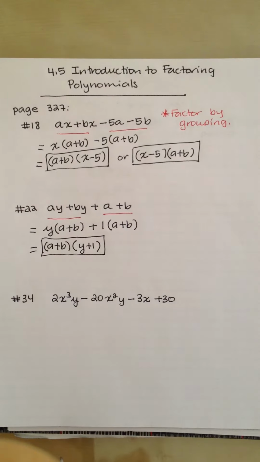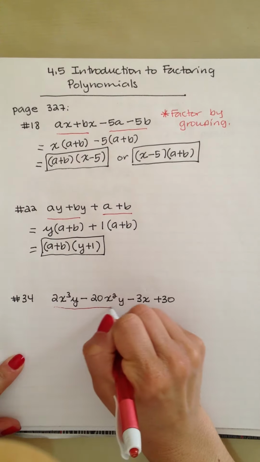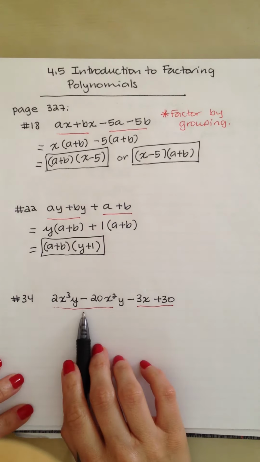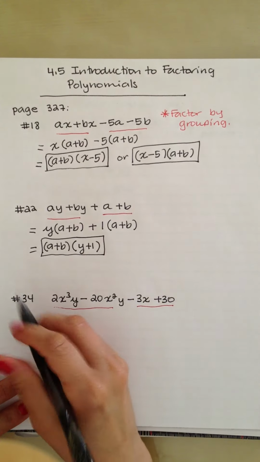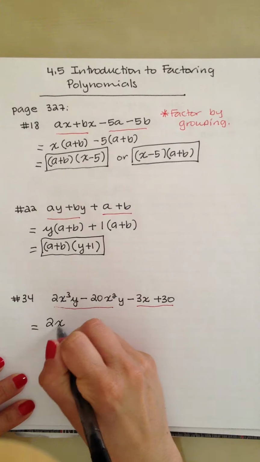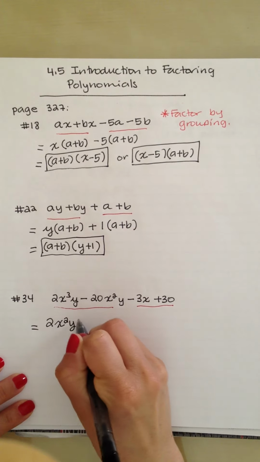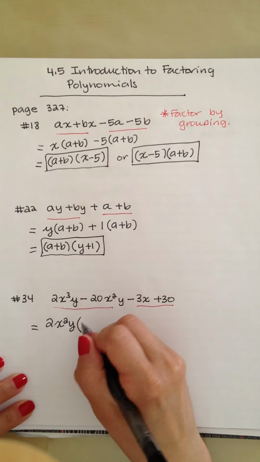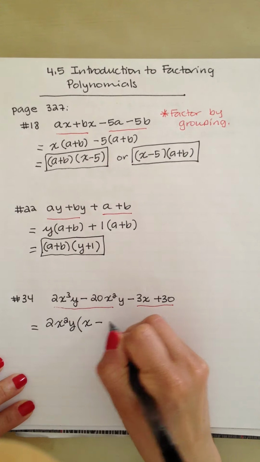Okay, finally number 34. Again, grouping. Group the first 2, group the last 2. From the first 2 terms, our GCF will be 2x squared y. And then we have our parentheses, and we're going to get x minus 10.